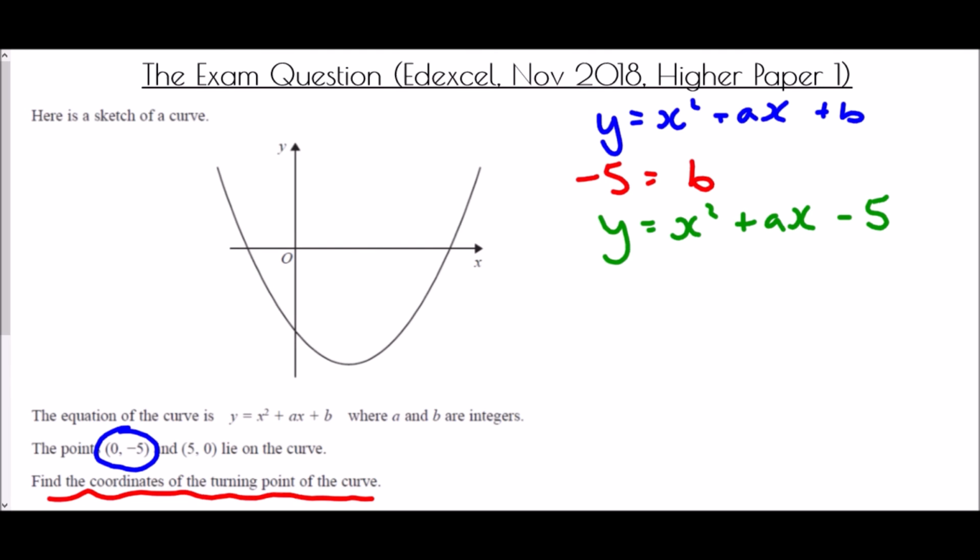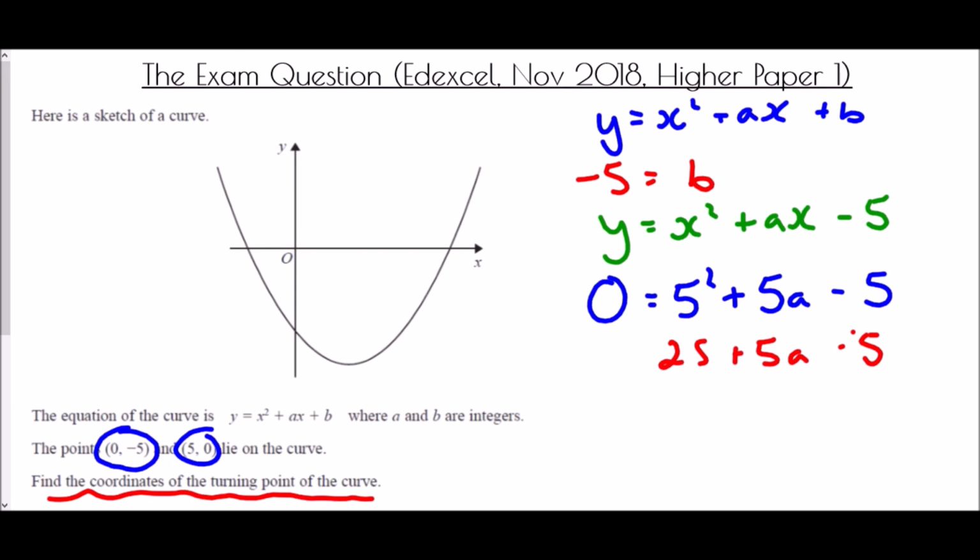So then when we come to the second coordinate we were given, we were told 5, 0. So that said when x equals 5, y equals 0. So let's place that into the equation. When y is 0, x is 5, so that's 5 squared plus 5a take away 5. So let's try and find a. Well, 5 squared is 25, and negative 5 at the end equals 0.